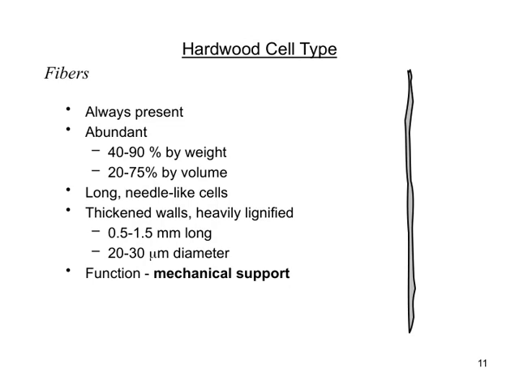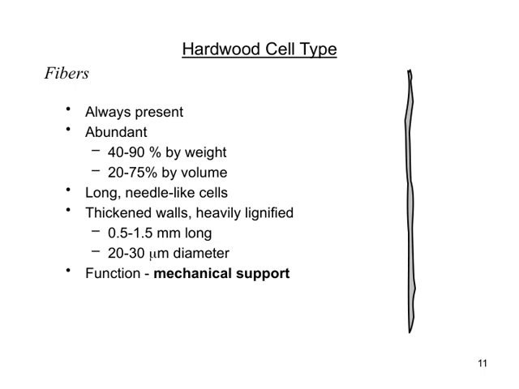Now, let's take a closer look at hardwood cell types, starting with the fact that they are always present in hardwoods. They are quite abundant, making up a significant portion of the wood's structure. In terms of quantity, they can constitute between 40 to 90% of the wood's weight and about 20 to 75% by volume. These cells are long and needle-like, which helps them perform their functions efficiently.